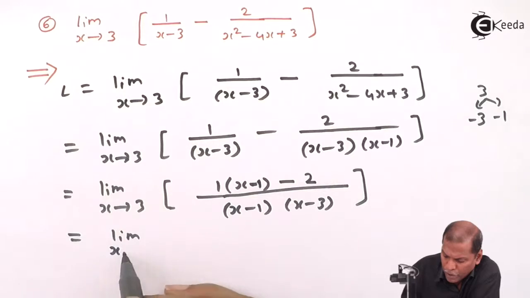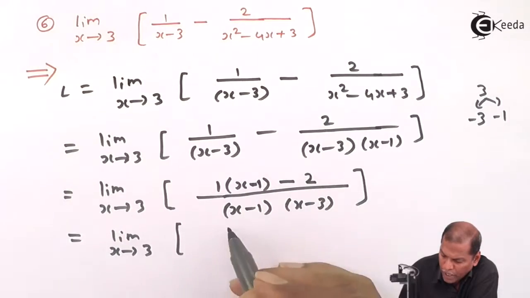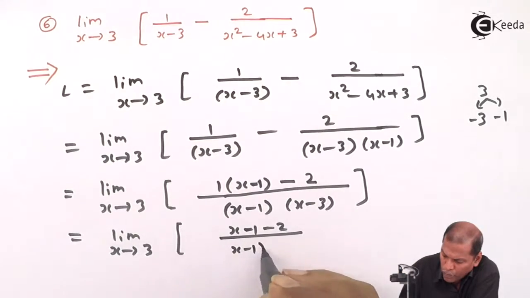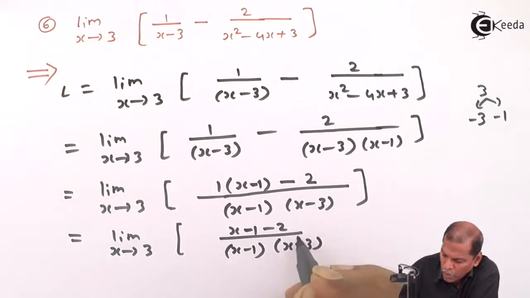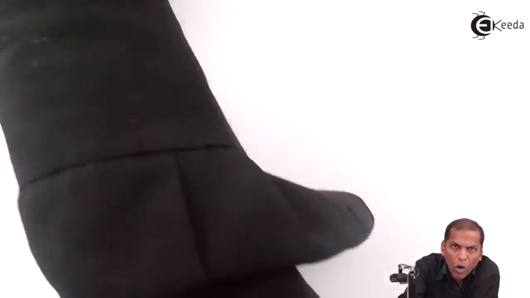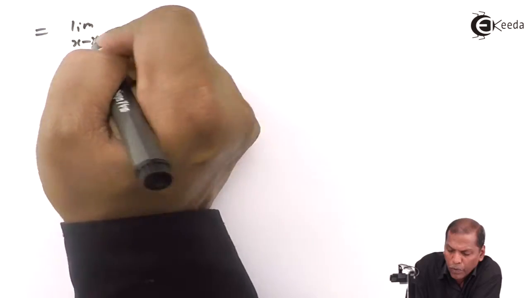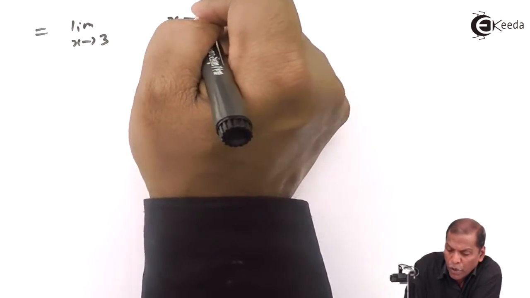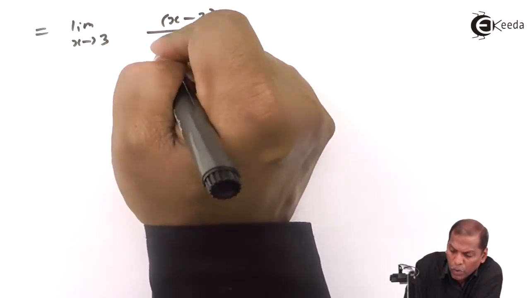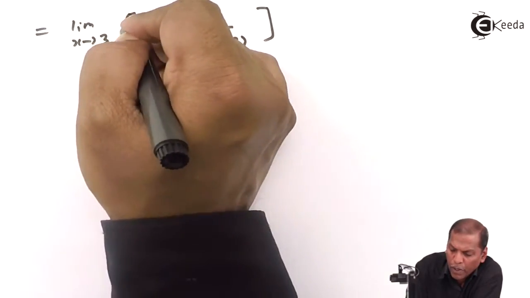On simplifying further, we get limit x tends to 3 of [x minus 1 minus 2 upon x minus 1 and x minus 3]. On simplifying further, we get limit x tends to 3, we have the term x minus 3 in the numerator upon x minus 1 and x minus 3 in the denominator.